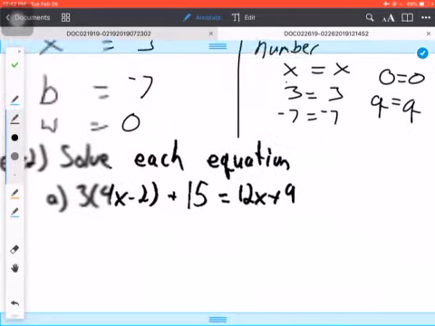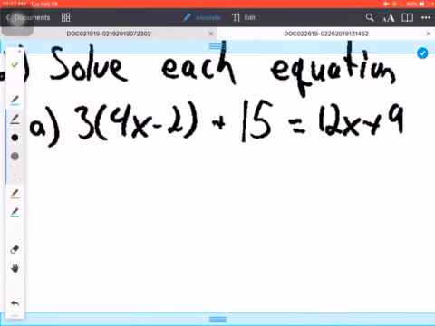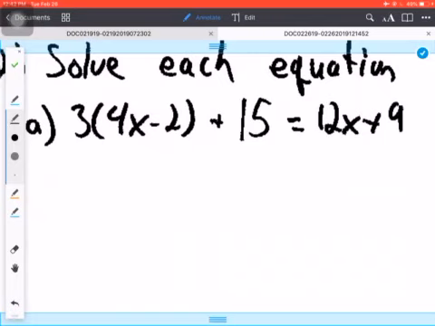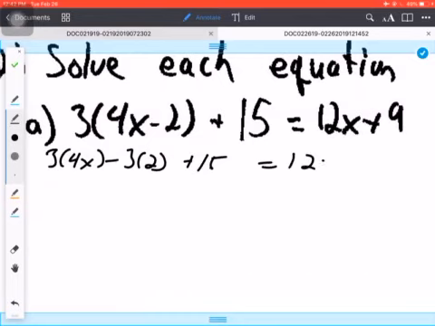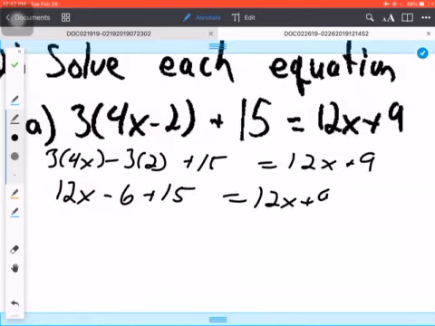So let's give some problems here, some examples. Solve each equation. So the first thing we want to do is simplify. So this would be 3 times 4x minus 3 times 2 plus 15 equals 12x plus 9. Now, 3 times 4x is 12x. 3 times 2 is 6, so I'm going to subtract 6, add 15, equaling 12x plus 9. Right here, I have like terms, so I want to combine those. A -6 and a plus 15 will get me a plus 9.